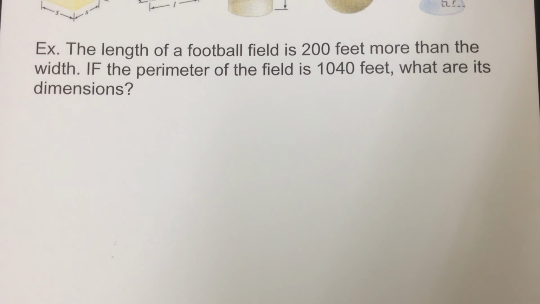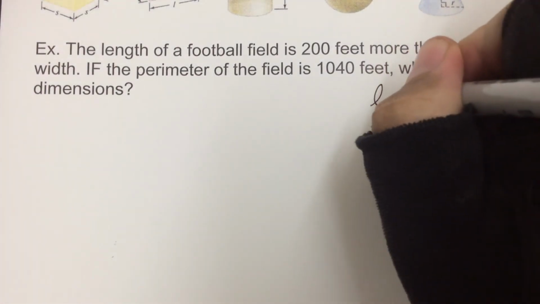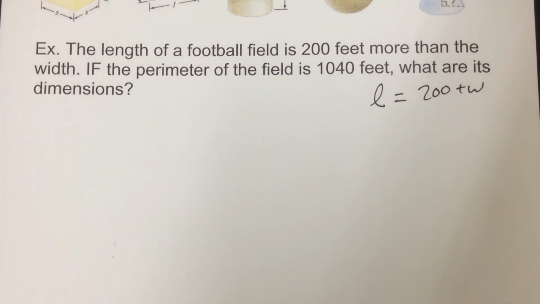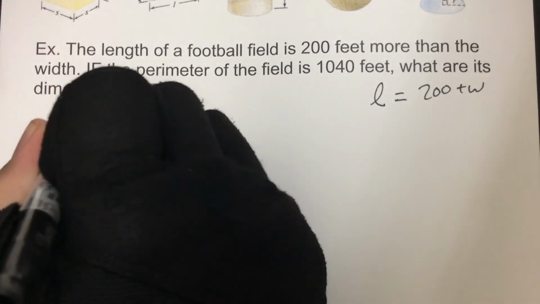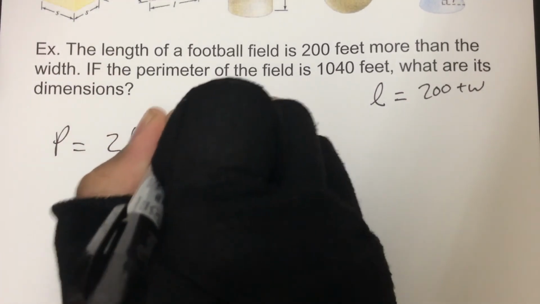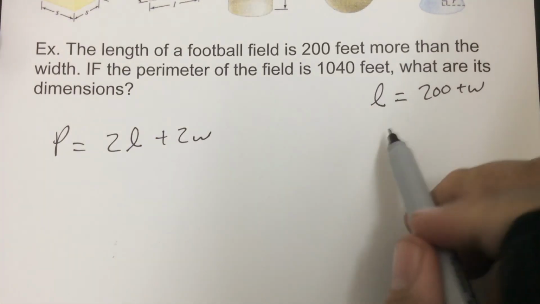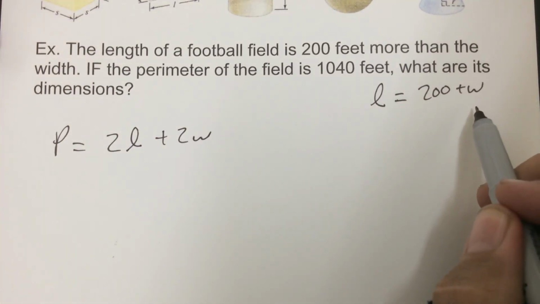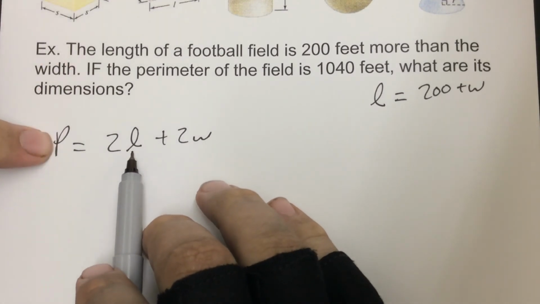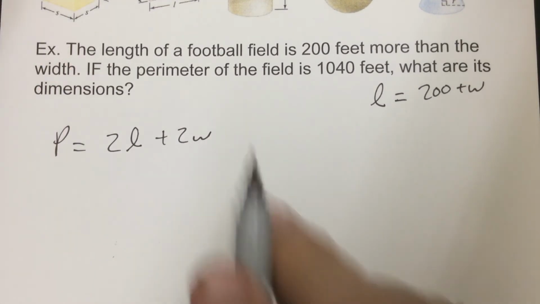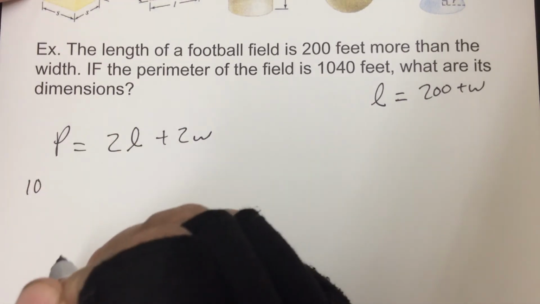The length of a football field is 200 feet more than the width. So L is going to be 200 plus W. If the perimeter of the football field is 1,040 feet, what are the dimensions? A football field is a rectangle. The perimeter of a rectangle is P equals 2L plus 2W. If we know the length is 200 more than W, we can substitute that in for L. We also know our perimeter, so we'll be able to solve for W. The perimeter is 1,040 feet.